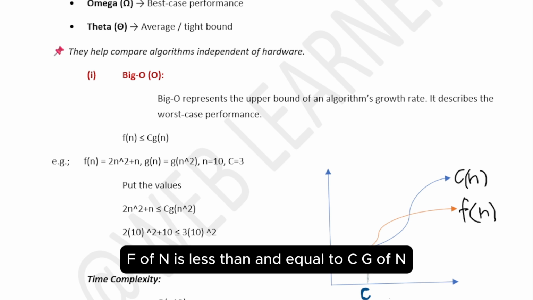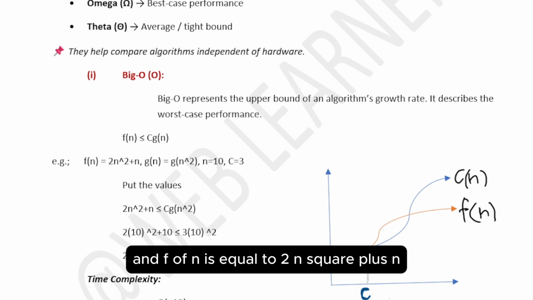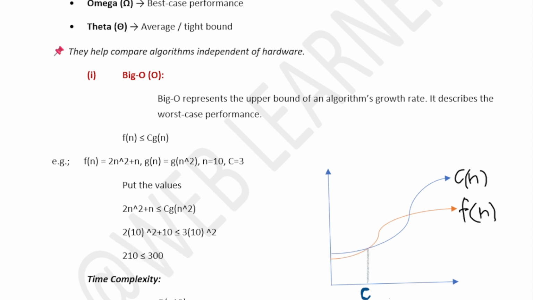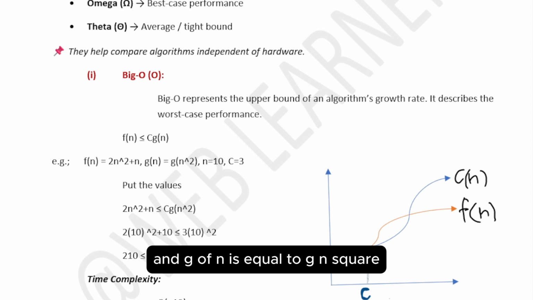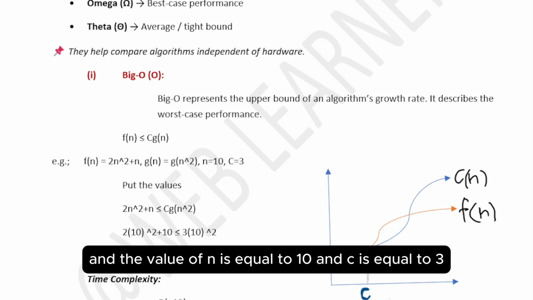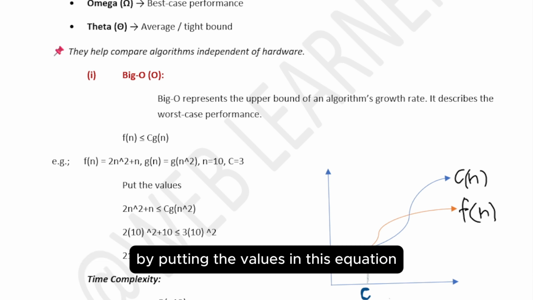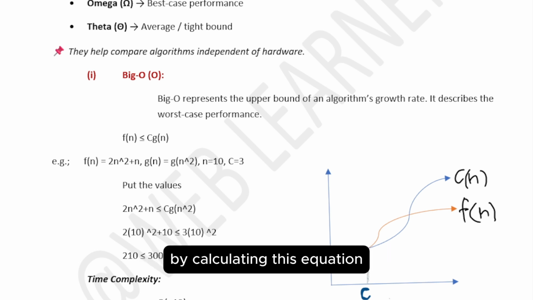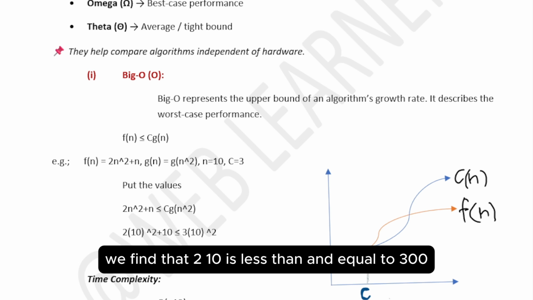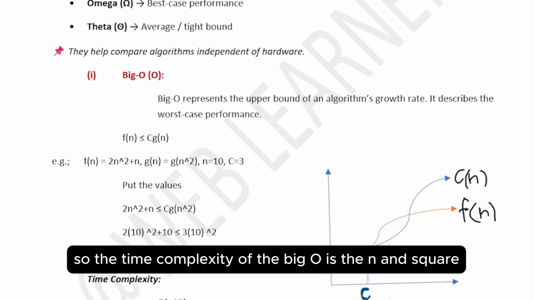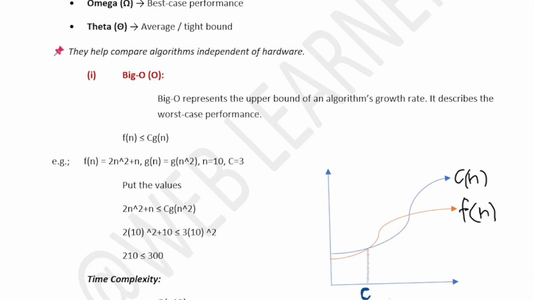Here is the example: f of n is less than or equal to c g of n, and f of n is equal to 2n square plus n, and g of n is equal to n square, and the value of n is equal to 10 and c is equal to 3. By putting the values in this equation, f of n less than or equal to c g of n, and calculating, we find that 210 is less than or equal to 300. So the time complexity of the big O is n square.